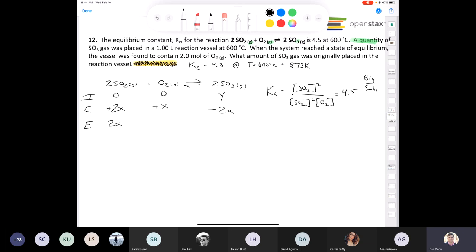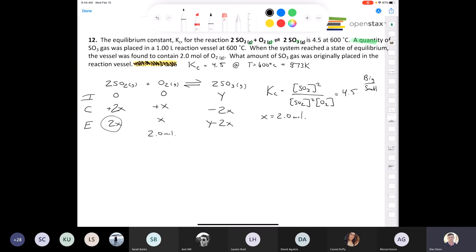Here we've got 2x, here we've got x, and here we've got y, the quantity, minus 2x. But it tells you something else at equilibrium. It tells you that at equilibrium, you have 2 moles of oxygen. It tells you that right here, you've got 2.0 moles of oxygen. That tells you that if you have 0 plus x, and you end up with 2 moles, then x must equal 2.0 moles.